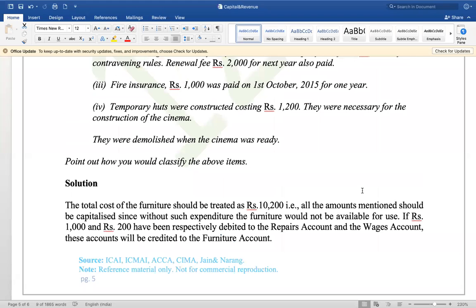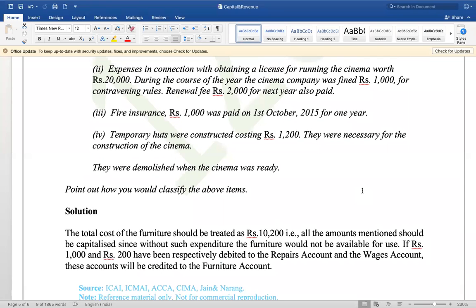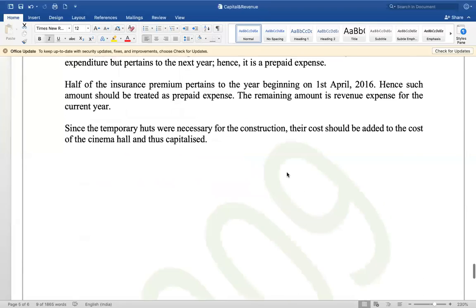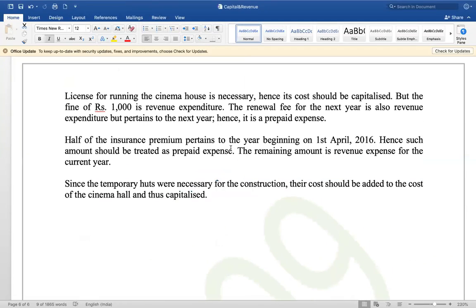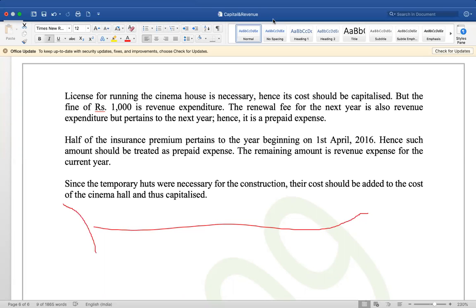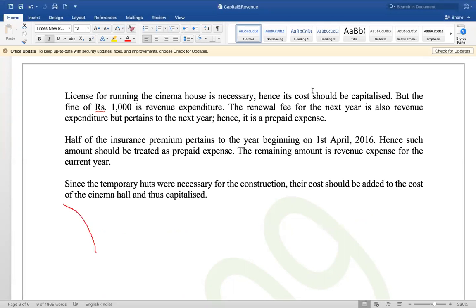Maheshwar will take up the next one and last one. It's capital, sir. 1,200. Temporary huts constructed are capital expenditure, and they were necessary for the construction of the cinema. Very good. And they were demolished when the cinema is ready. Yes, it is capital expenditure. It should be added to the cost of the cinema.